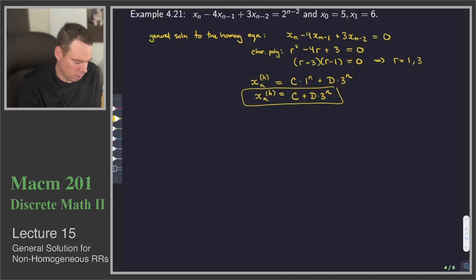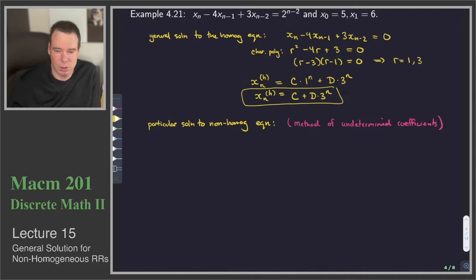Now we find the particular solution to the non-homogeneous equation. And for this, we use again the method of undetermined coefficients. And again, that's just a way of saying guess at a solution and figure out what the value of the coefficient has to be in order for it to be a solution.